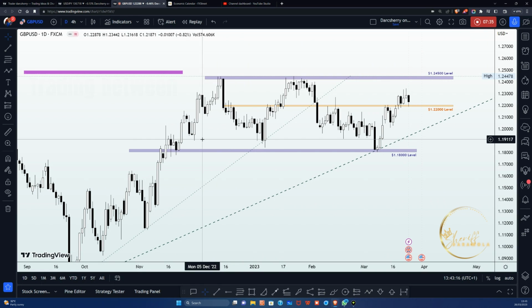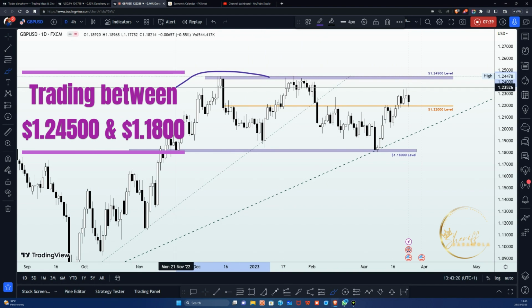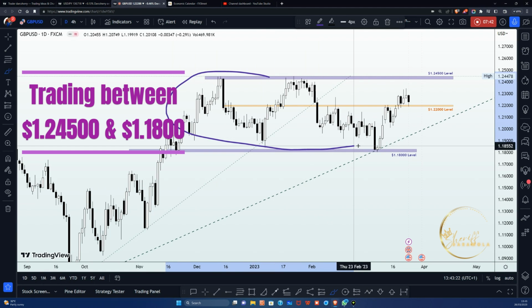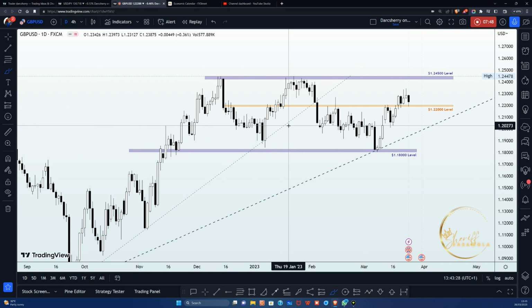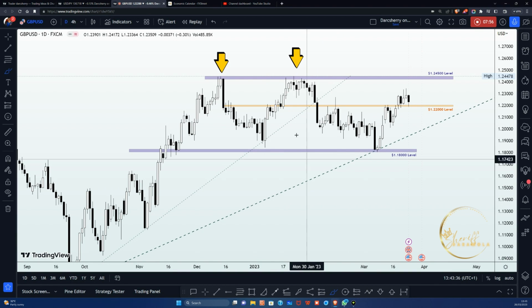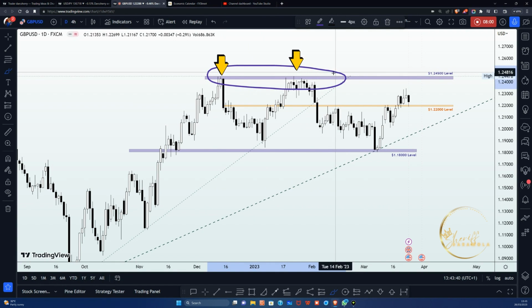However, when you look at the current market structure here, you will see that since the month of December last year, price action has been trading in a range between the 1.24500 level and the 1.1800 area, to emphasize the indecision in this market. As you can see here, the 1.2500 level has been a strong area for sellers in this market, where they have been negating all attempts by the buyers to continue to trade to the upside.